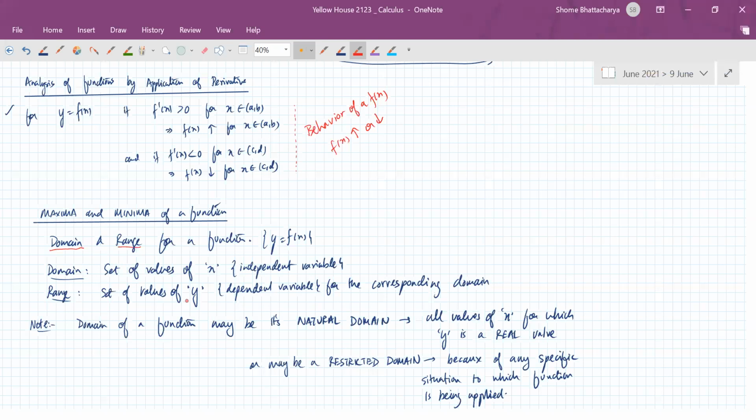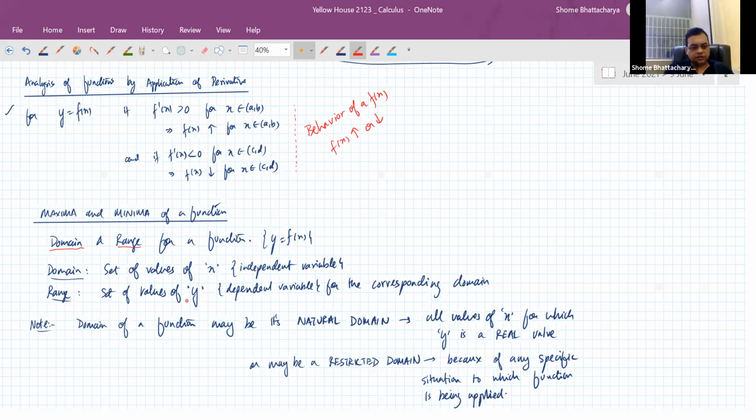So can you please explain restricted domain once again? Yeah, I'll explain with an example. Just note down the definition first.